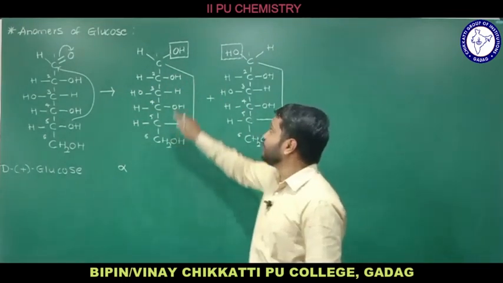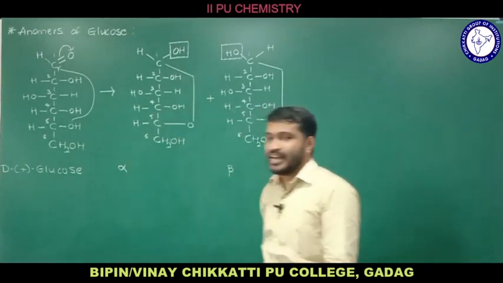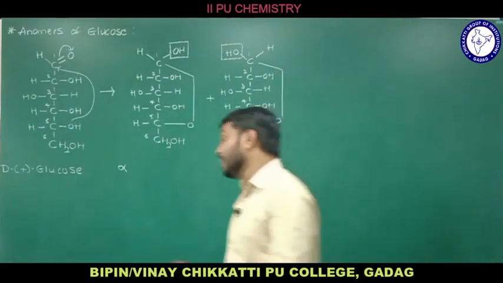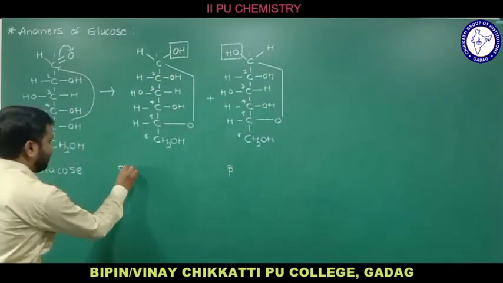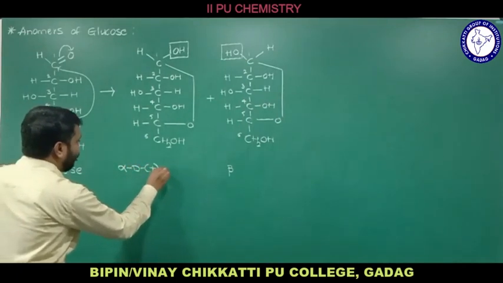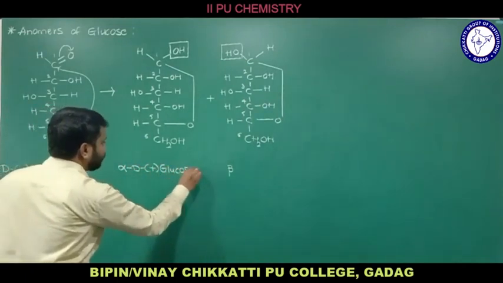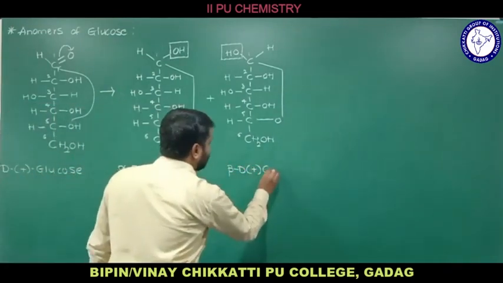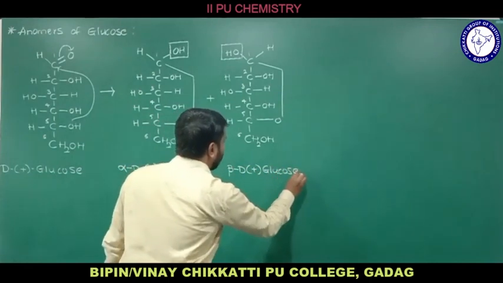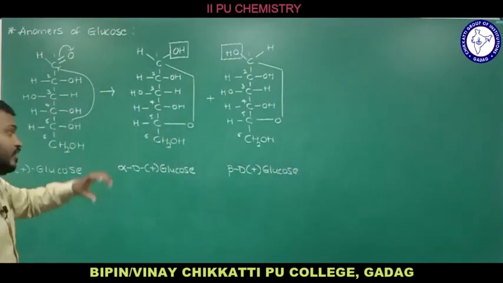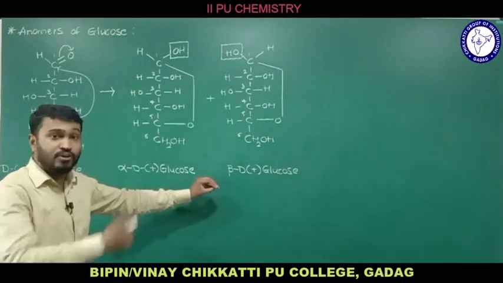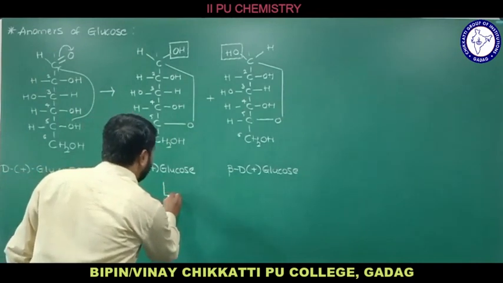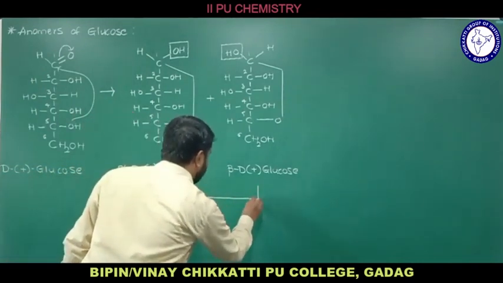On anomeric carbon, if we have OH on right side, we call it as alpha. On anomeric carbon, if OH is on left side, we call it as beta. Now the complete name is alpha D plus glucose. And what about the name of this one? Beta D plus glucose. So that is actually the formation of two different crystalline structures, alpha and beta, and we don't have an explanation of this with the open chain structure of glucose. And remember, these two we call as anomers.